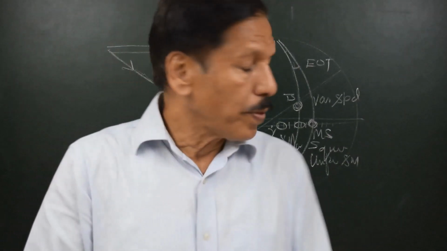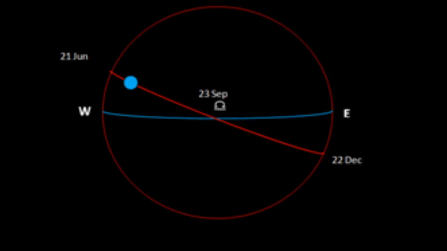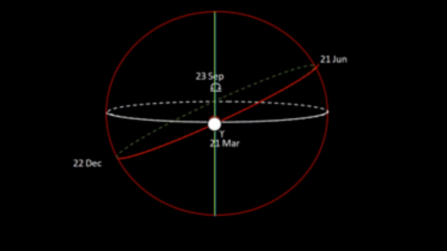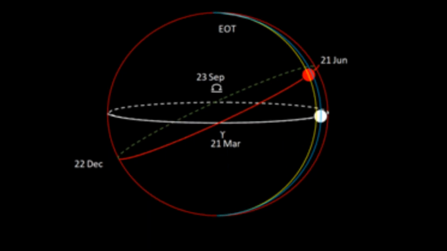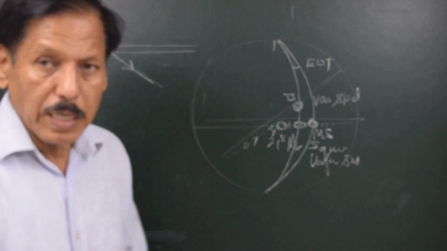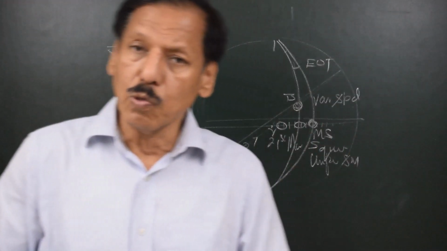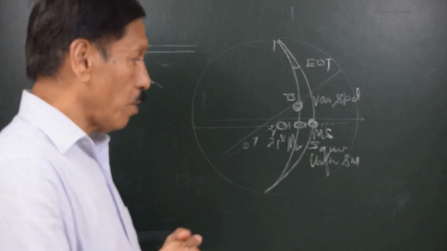So what is necessary is this: the true sun moves on the ecliptic at varying speed and takes a certain amount of time to complete one revolution, right? You imagine a mean sun. The total time taken by the mean sun to go around the equinoctial is the same as the total time taken by the true sun to go around the ecliptic, and the mean sun moves at uniform speed.